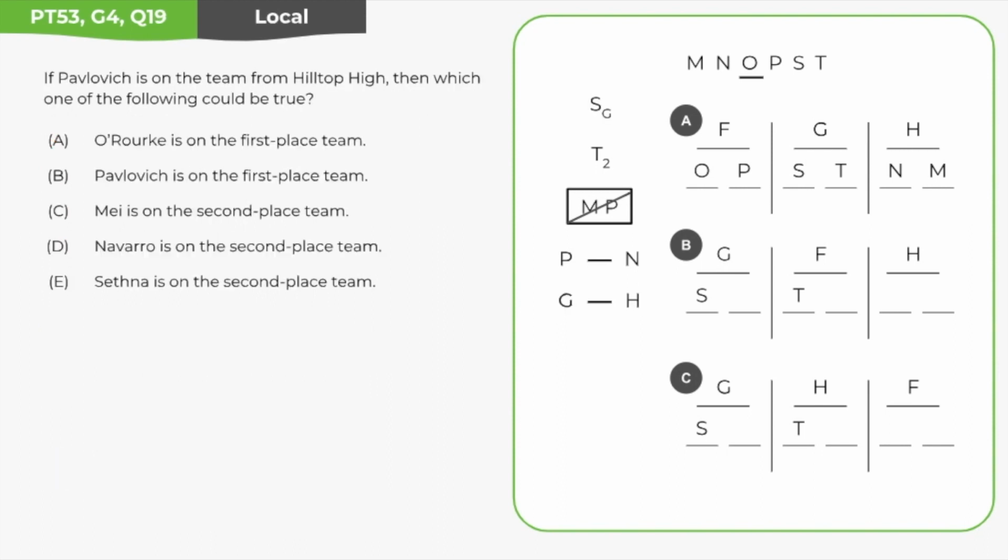So the next question is called a local question, where they give us that new piece of information. We want to plug it in, see which frames apply, and then use that work in order to answer this question. They're telling us that P is on the team from H.